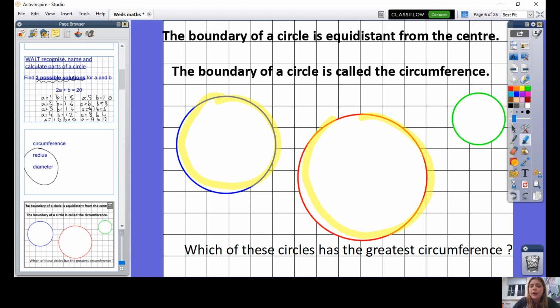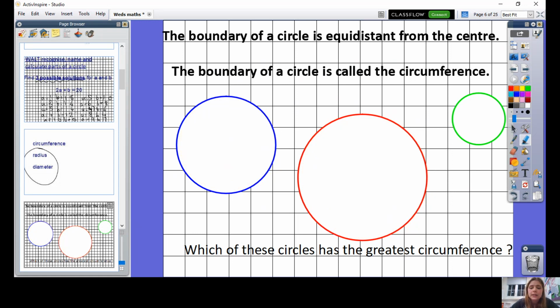Okay, so think to yourself now, which of these circles has the greatest circumference? For which of these circles is the circumference the greater? Well done if you said it's the red one. The red one is the biggest circle, therefore its circumference is the largest.